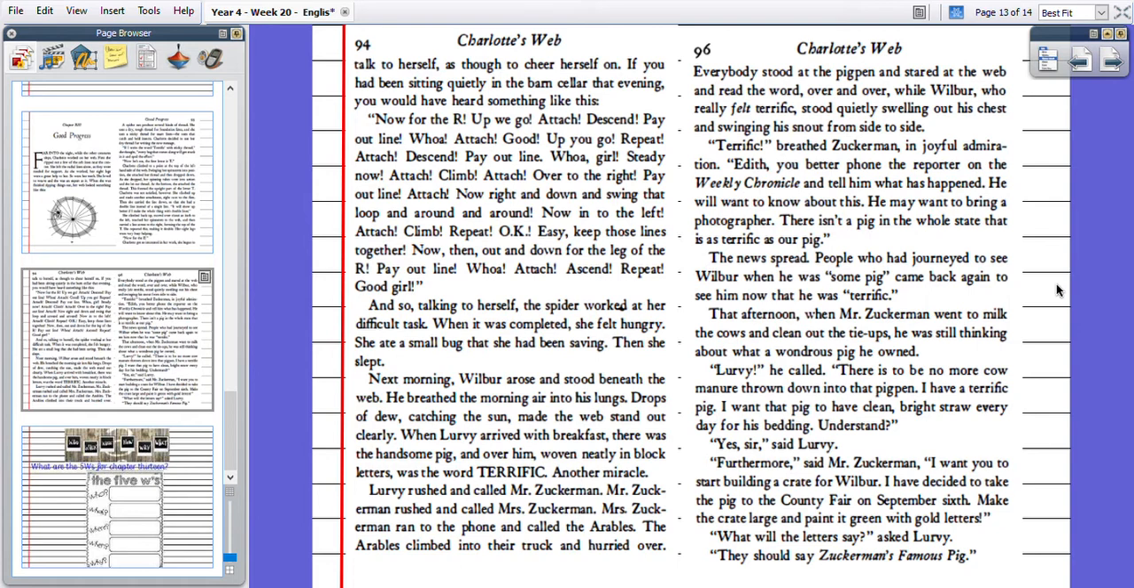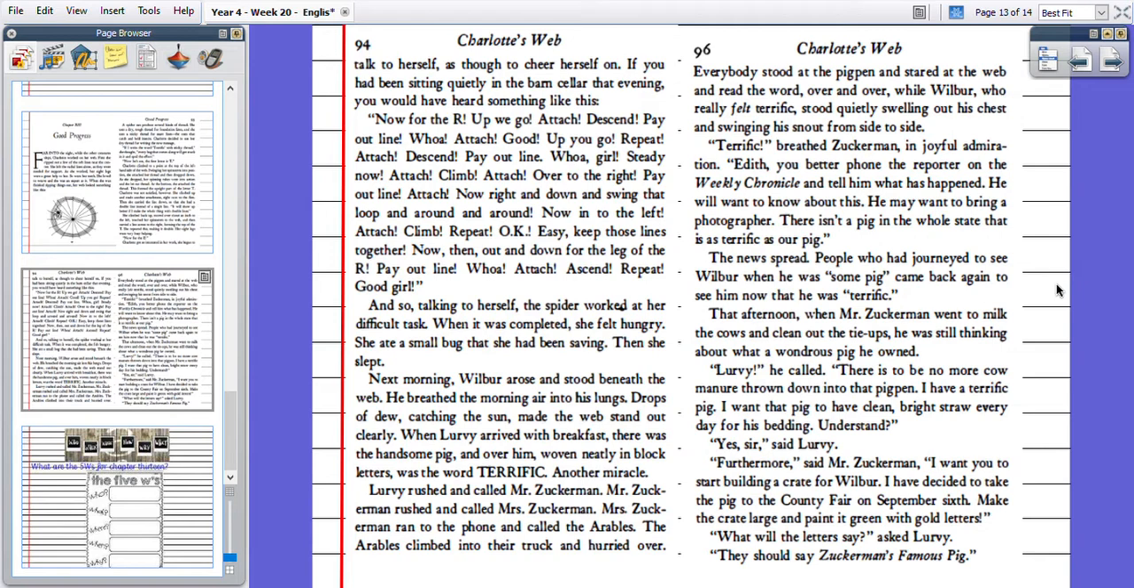That afternoon, when Mr. Zuckerman went to milk the cows and clean out the tie-ups, he was still thinking about what a wondrous pig he owned. "Lurvy," he called, "there is to be no more cow manure thrown down into that pig pen. I have a terrific pig. I want that pig to have a clean, bright straw every day for his bedding. Understand?" "Yes, sir," said Lurvy.